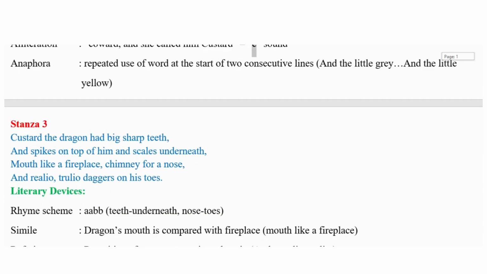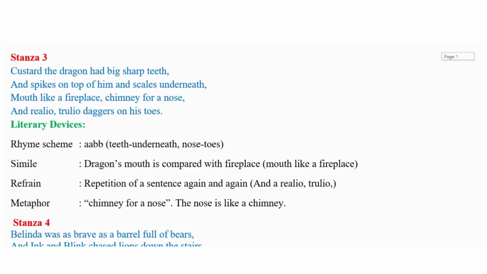Then stanza 3, same rhyme scheme, AABB. You can see the words at the end of every line: teeth, underneath, AA, nose, toes, BB. And you can see a simile present in this stanza. The dragon's mouth is compared with a fireplace. So here it is, mouth like a fireplace. So it is a simile.